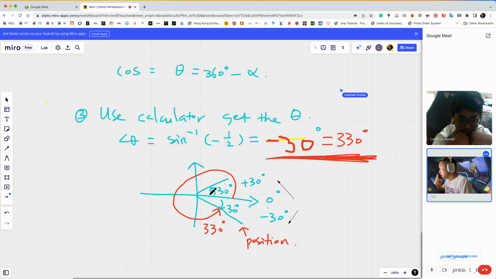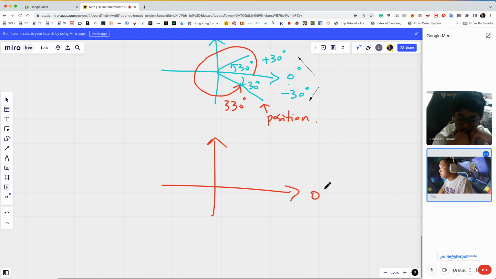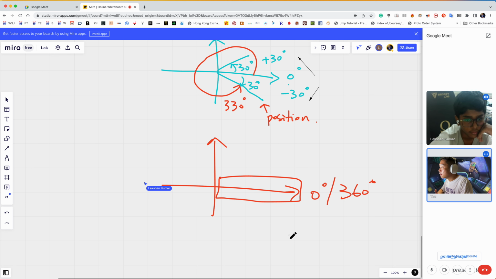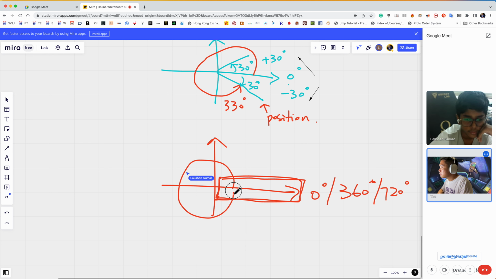Let me ask you again. We are talking about angles in these four quadrants now. So now if I give you another quadrant, this is 0 degree, right? That's why I call this position also 360 degree, because they point to the same position. And do you know that 720 also points to the same position? As you go 2 rounds. One round is 360 degree, 2 rounds.